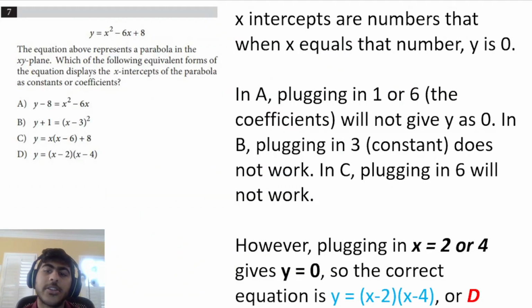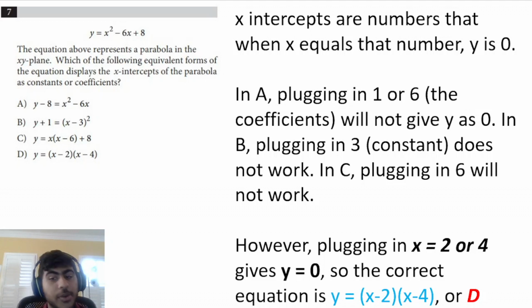So we know that x-intercepts are numbers that when x equals that number, y is 0. So we need to find one of these formulas where if you plug in a constant or a coefficient that's in the problem, then we get y as 0. So in A, we can try to plug in 1 or 6. Those are the coefficients of the x-coordinates. Neither of those give y as 0, so that doesn't work.